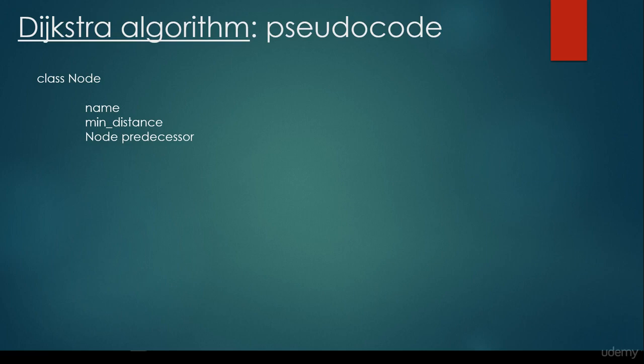Hi, in this video we are going to discuss the concrete pseudocode for the Dijkstra shortest path algorithm. So let's get started. First of all, we have to create a distinct class storing the information about the node. For example, the name of the node, the minimum distance from the starting point to the given node. The min distance is going to contain this information.